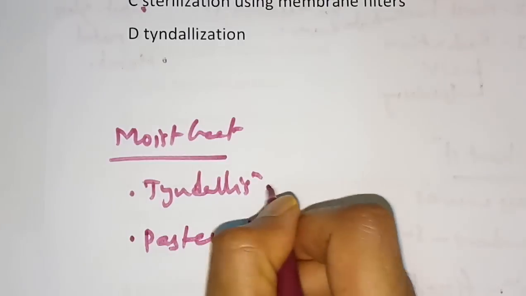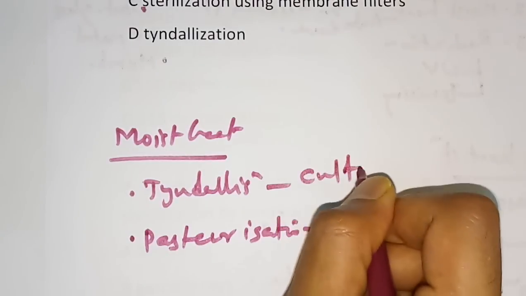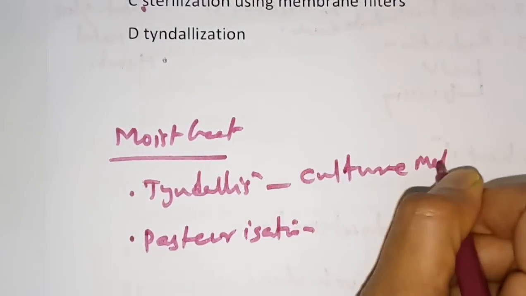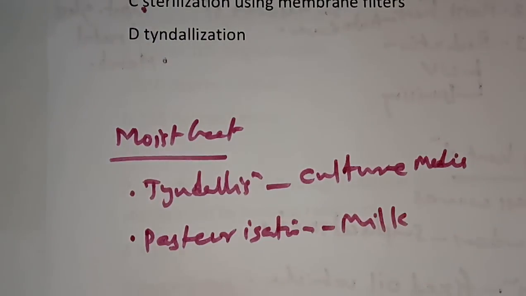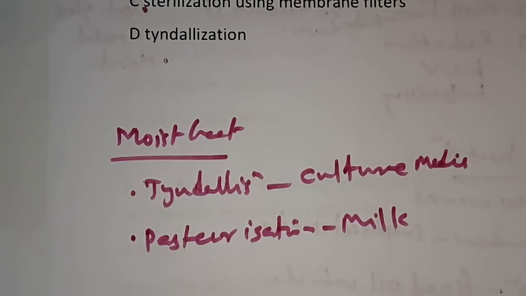Pasteurization is used for milk. Tyndallization is used for culture media sterilization. These are important: culture media sterilization, milk, and the last one, vaccine sterilization, which is done at 55 to 60 degrees Celsius. That one we already saw in the question paper.